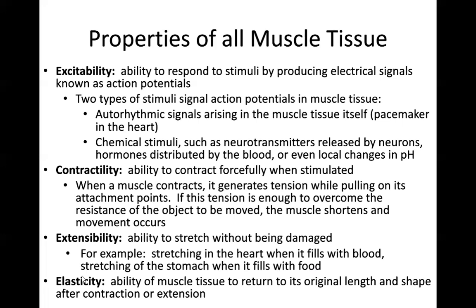When you let go of a stretched out rubber band, it snaps back. Okay? If you squeeze a rubber band down and roll it into a smaller ball and you let go, it's going to snap back. That's what elasticity is, or sometimes you'll see this listed as elastic recoil. The ability of muscle tissue to return to its original length and shape, either after being contracted or extended. So, very important properties all three muscle types exhibit.